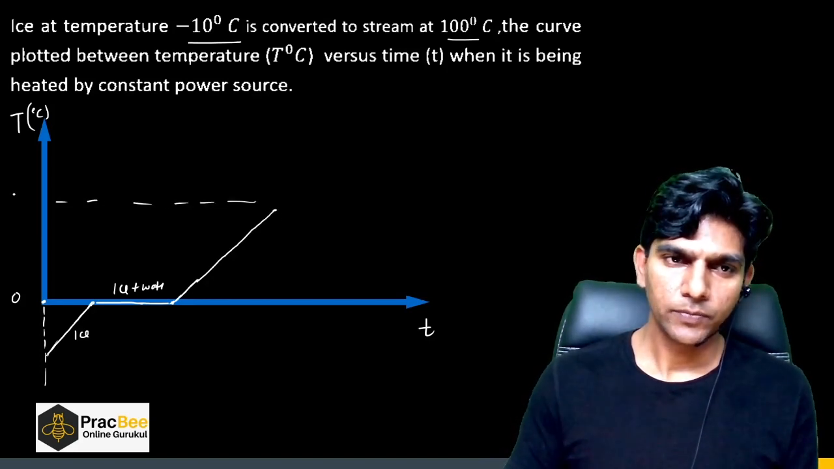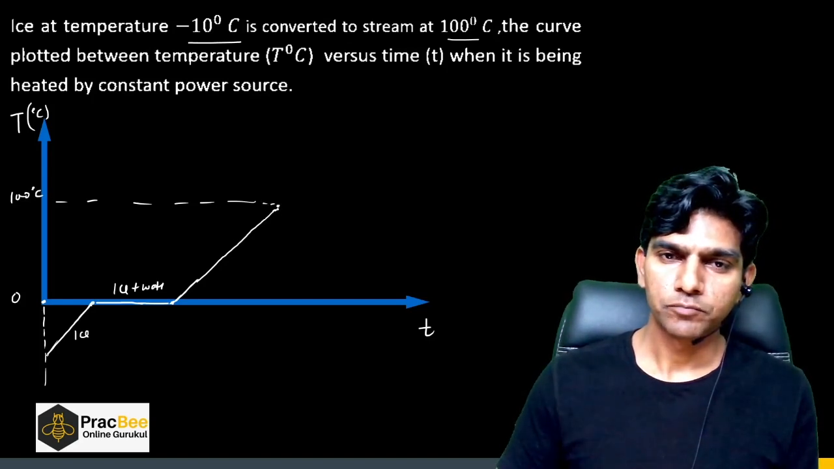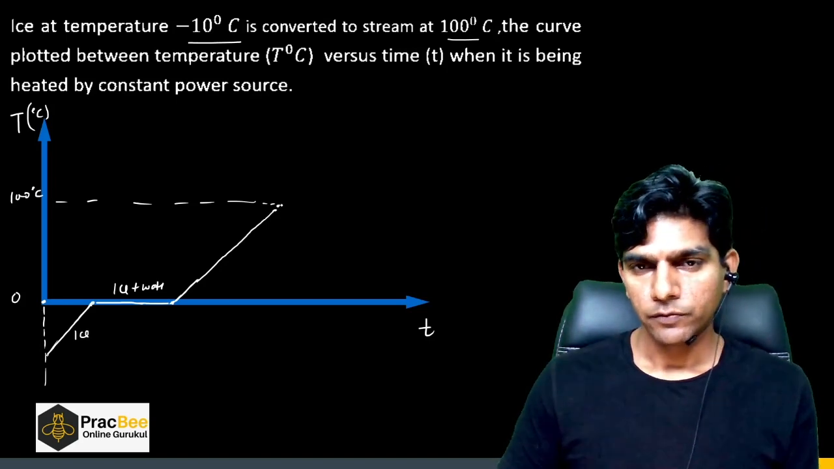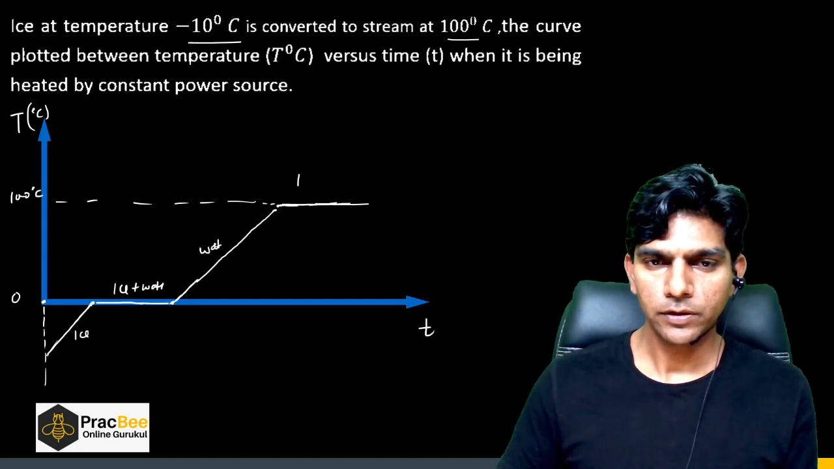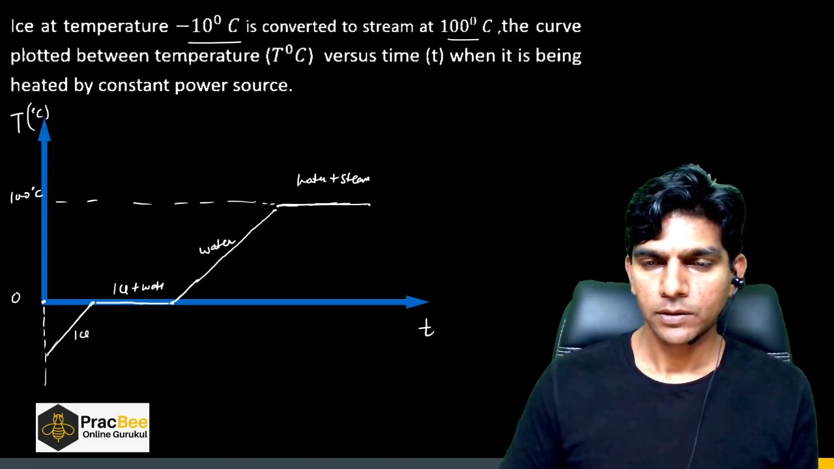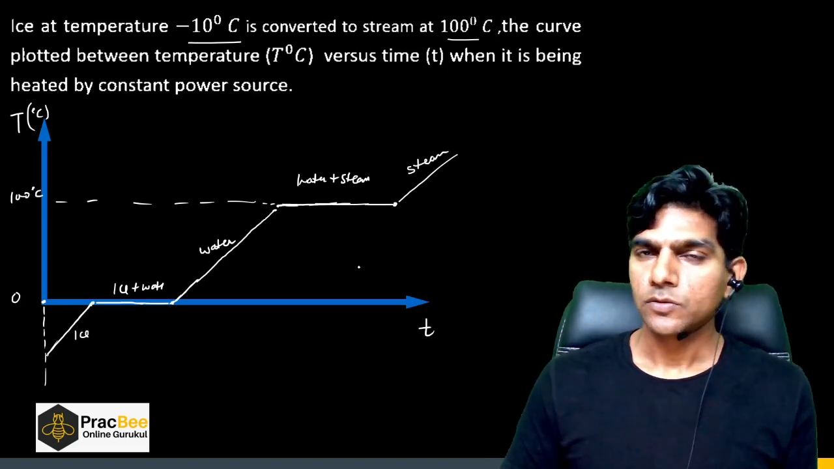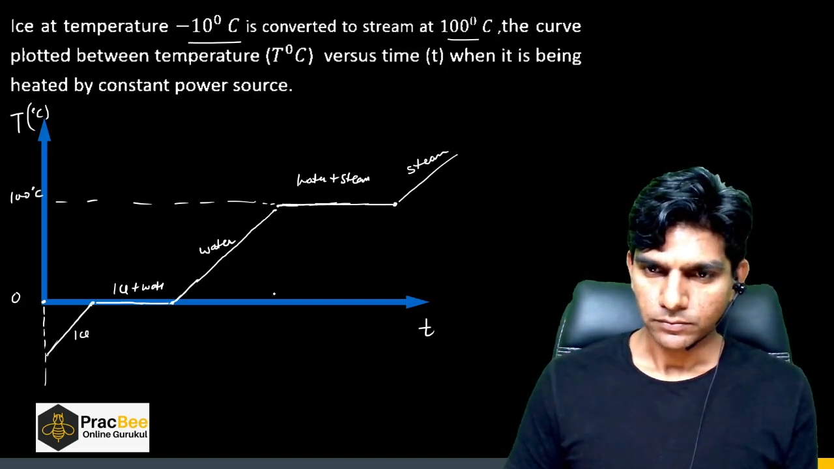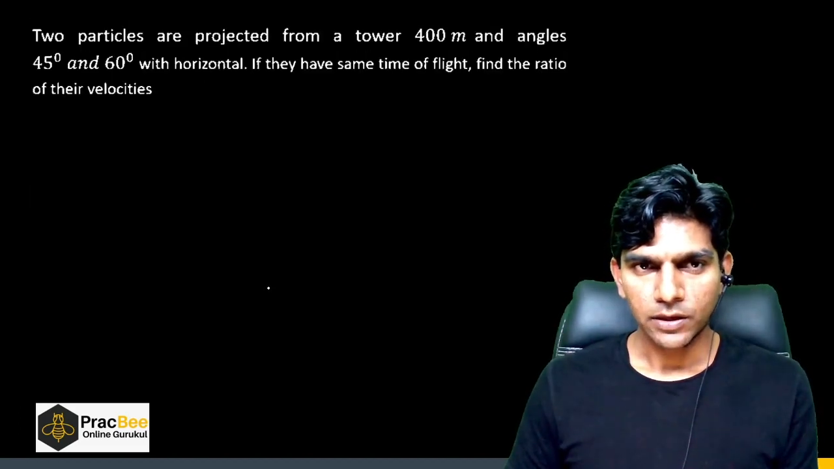and this will be 100 degrees Celsius. At 100 degrees Celsius, at this particular point, we have to supply latent heat of vaporization, right? So here we have water, here we have water plus steam, and after that we have steam. So that should be the nature of the graph, and 4 graphs were given, so we have to pick the right one. Okay, right. So now let us see the next question.